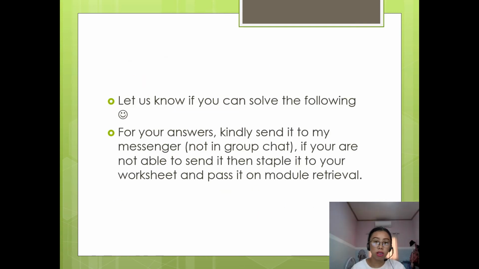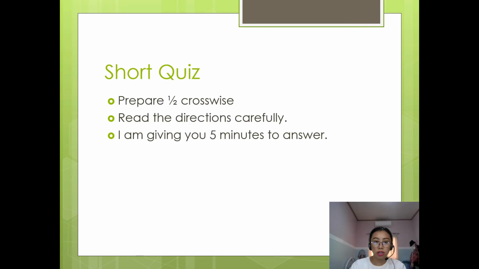Now, let us know if you can solve the following. So, for your answers, kindly send it to my messenger, not in group chat. So, you need to capture it or have a picture of your solution and your answer. If you are not able to send it, then staple it to your worksheet and pass it on module retrieval. Okay, so prepare a half crosswise. Read the directions carefully, and I am giving you 5 minutes to answer.